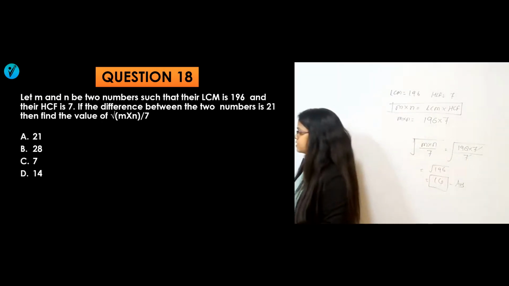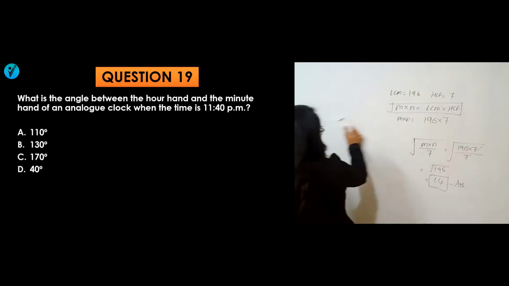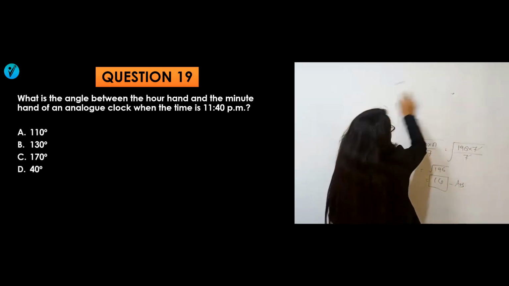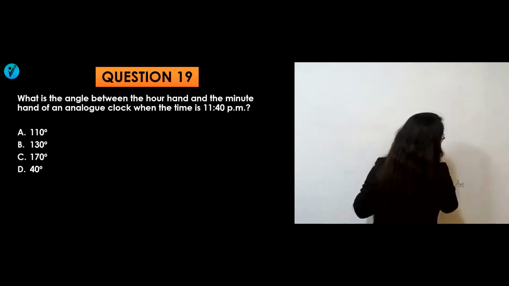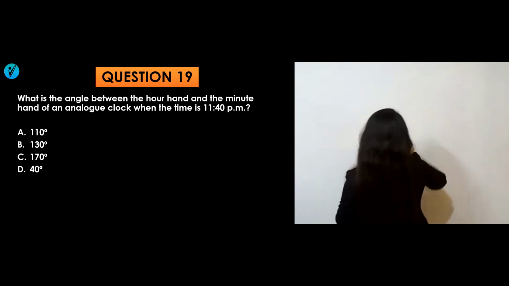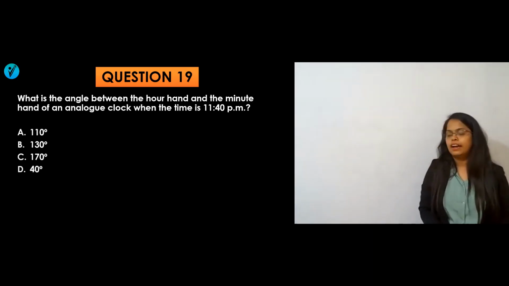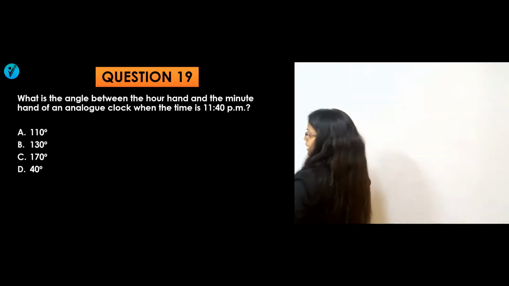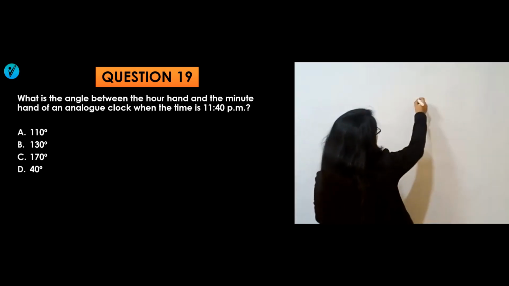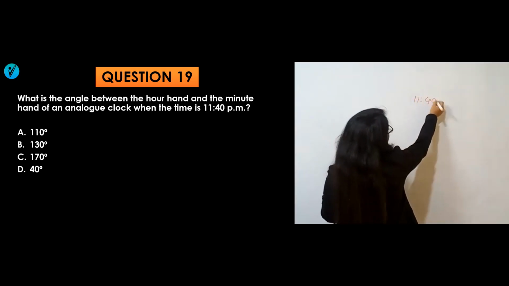Now let's solve the next question. Question number 19 will be here. What are they saying in this question now? What is the angle between the hour hand and the minute hand of an analog clock when the time is 11:40 p.m.? Time is 11:40.